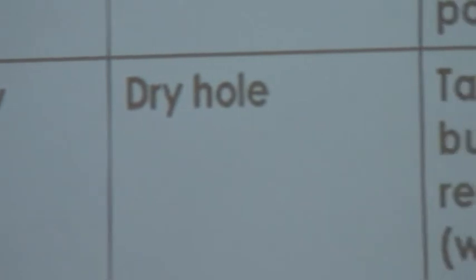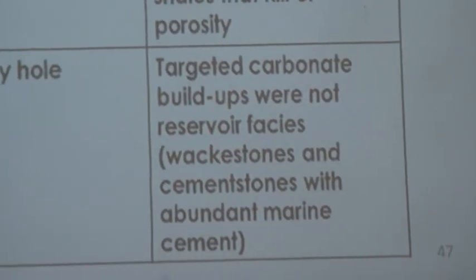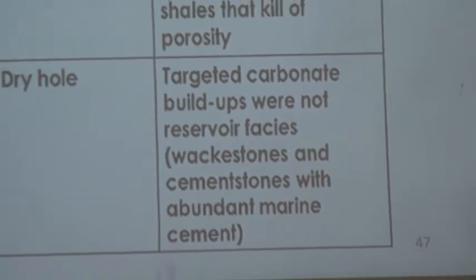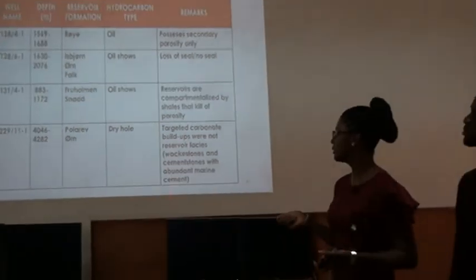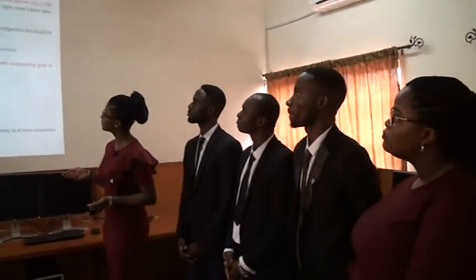So tied down to the fact that the reservoirs are compartmentalized by shields with probably poor porosity. For well 7229111, tying it down to the Polar and On Formation, which was a completely dry hole, no oil shields, no hydrocarbon. This was as a result of the fact that the targeted carbonate buildups were not reservoir facies. They were wackestones, cementstones with abundant marine cement.